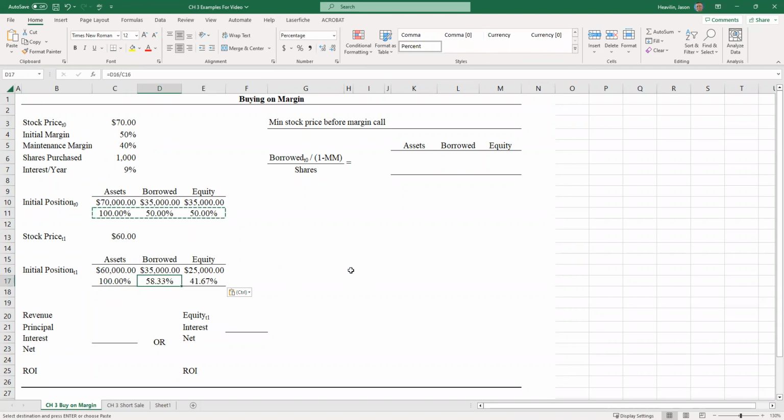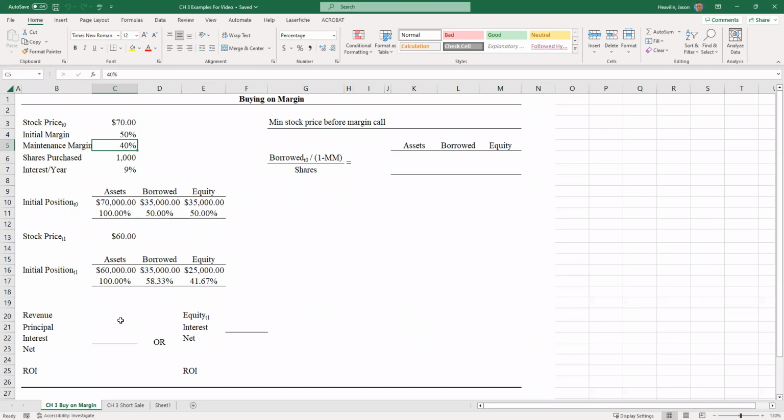And now what we have is 58.33% of your assets are borrowed because the 35,000 did not change, and you're down to 41.67% of equity because of the drop in value. Now, this 41.67 is still above the 40%. So you're not going to get a margin call. The brokerage company will say you're still fine. However, keep an eye because you're getting really close to going below 40.